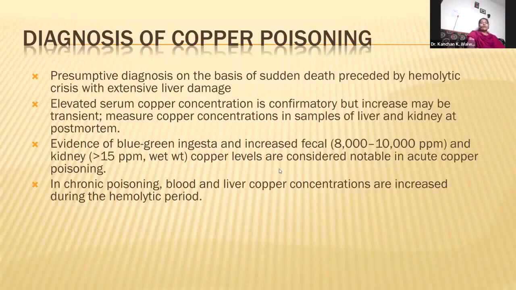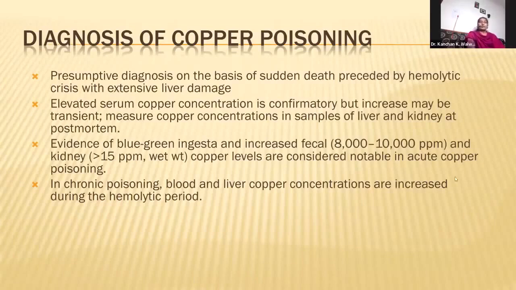Then evidence of blue green ingesta, that is a very important point. And increased fecal copper concentration, that is again an important finding in case of copper poisoning. So whenever we go for postmortem examination, whenever we suspect some kind of poisoning, we definitely send the sample to the toxicology lab. And while sending the sample, we can write a note that suspected for copper poisoning. By seeing the liver, by seeing the kidney, and by seeing the ingesta color, we can find out that this is a case of copper poisoning. So we can send the sample to the toxicology laboratory, and we can get the correct diagnosis.